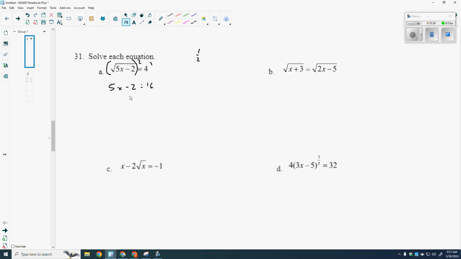4 squared is 16. Use my algebra skills. Add 2 to both sides. Divide by 5. X equals 18 over 5.